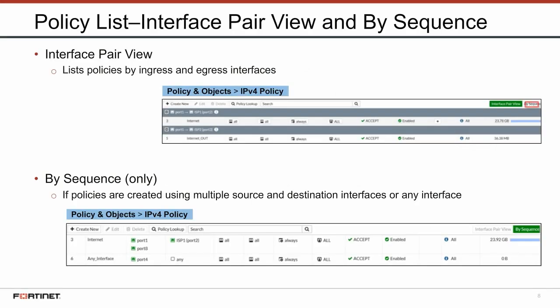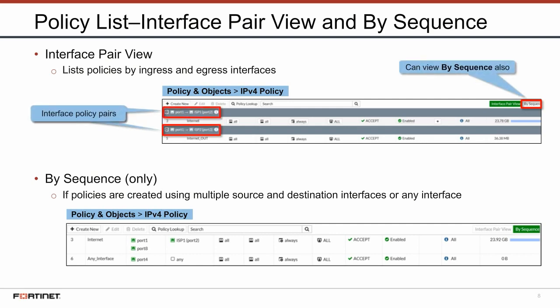Firewall policies appear in an organized list. The list is organized either in interface pair view or by sequence. Usually, the list will appear in interface pair view. Each section contains policies for that ingress-egress pair. Alternatively, you can view your policies as a single comprehensive list by selecting By Sequence at the top of the page. In some cases, you won't have a choice of which view is used.